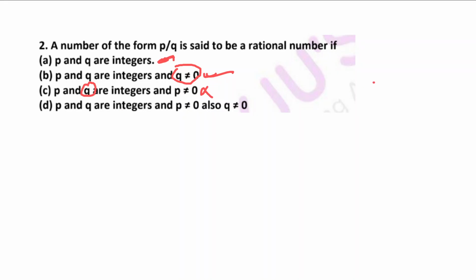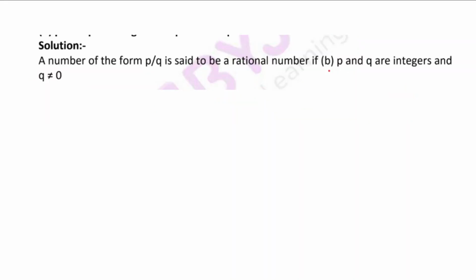because you can have, for example, 8 by q, p by q, and they are not saying anything about q. So this is not the correct definition. P and q are integers and p not equal to 0 and q not equal to 0. No, the only condition is q should not be equal to 0. So this is also incorrect. So the correct option is B. Okay, option B is correct. Now you please check your solution.